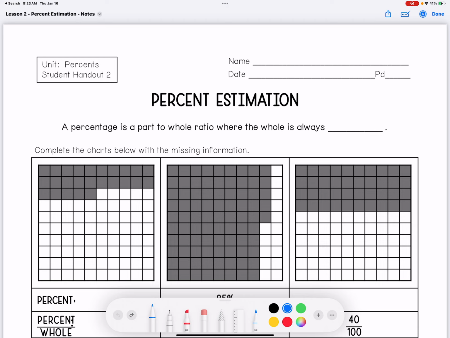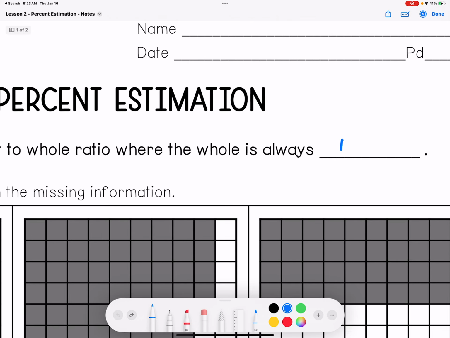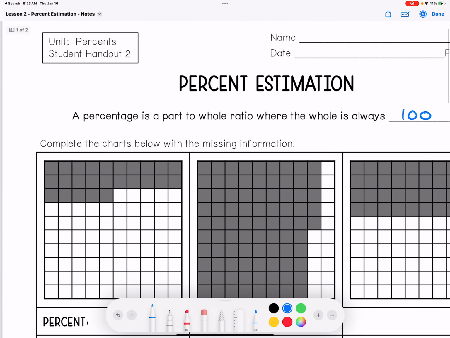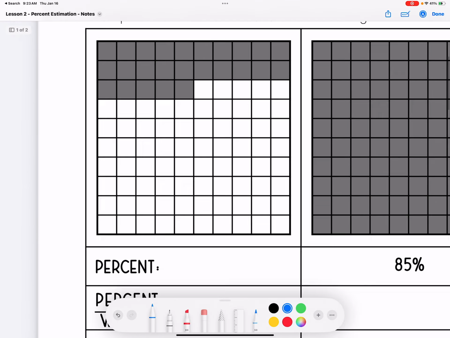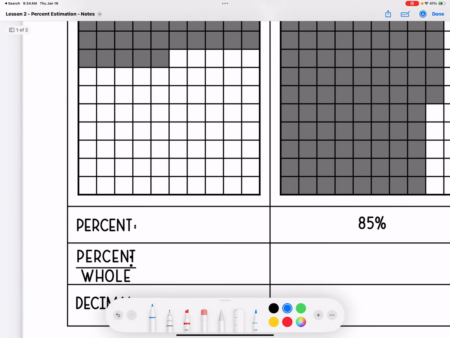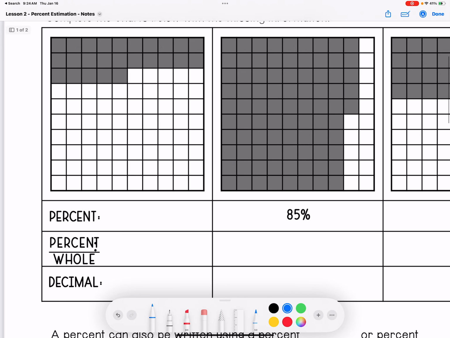A percentage is a part to whole ratio where the whole is always 100. All right, it says to complete the charts below with the missing info. What is the percent of the one above?